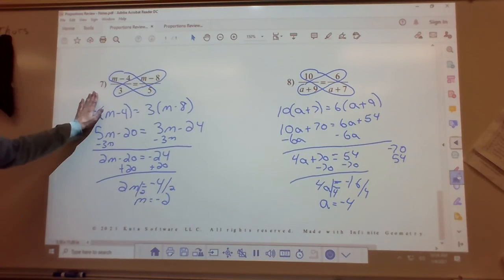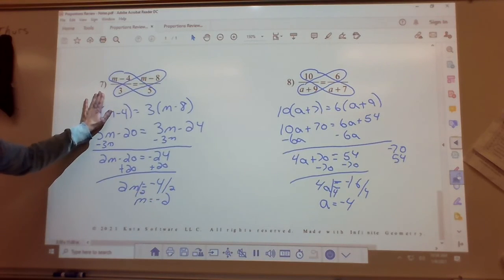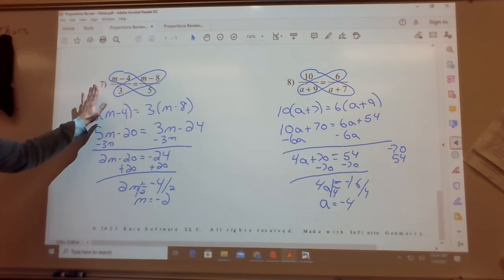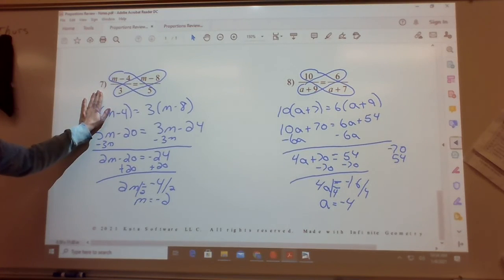So like I said, this is an algebra review. We're using the algebra review to get us ready for similar figures, because when we're doing similar figures, there's a lot of proportions. So almost the entire next chapter deals with proportions. So I wanted to review proportions before getting into the next chapter.